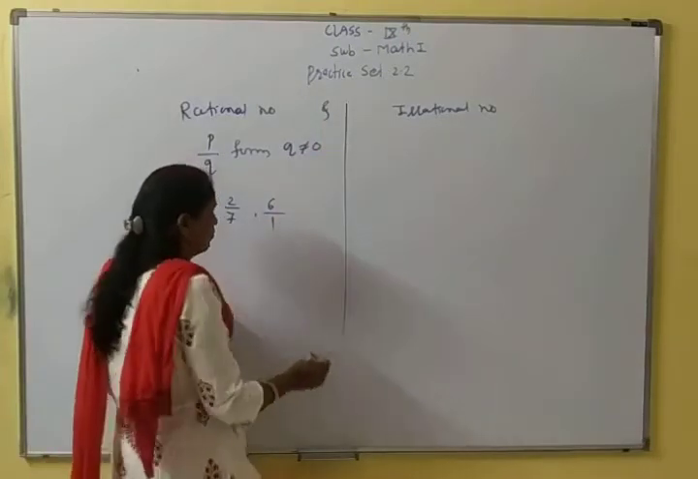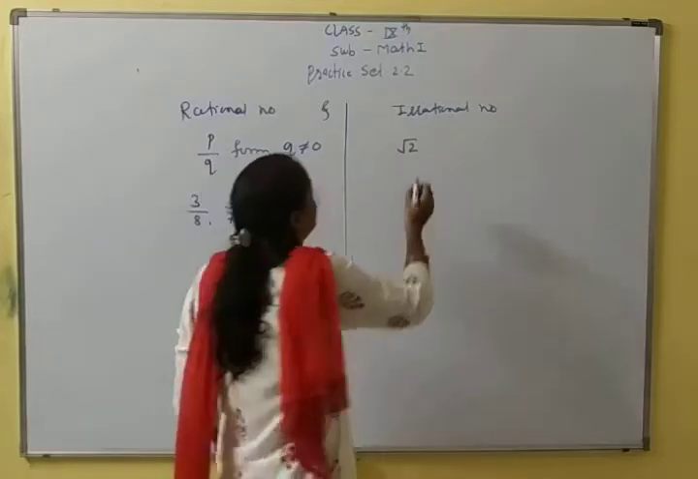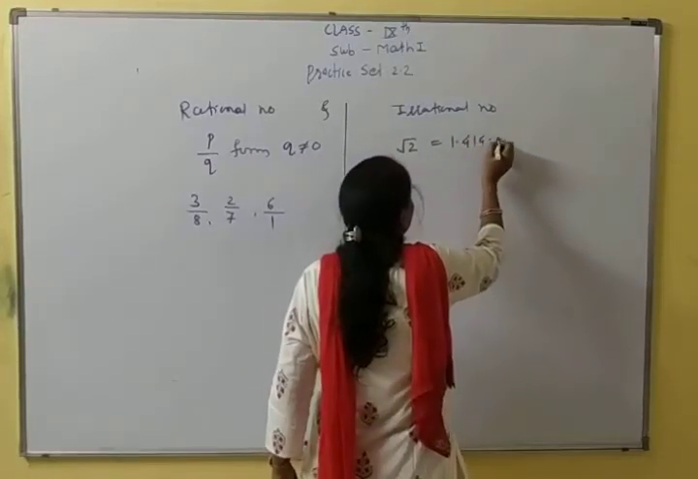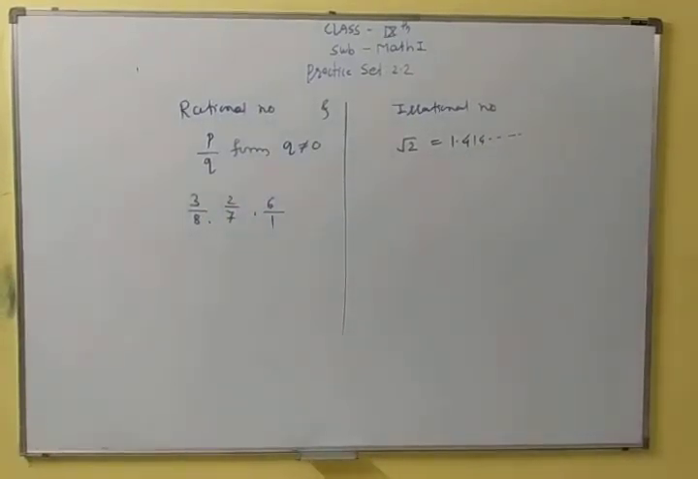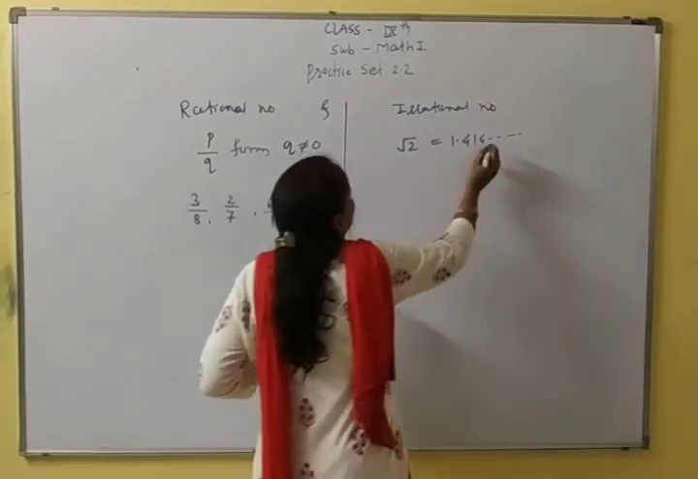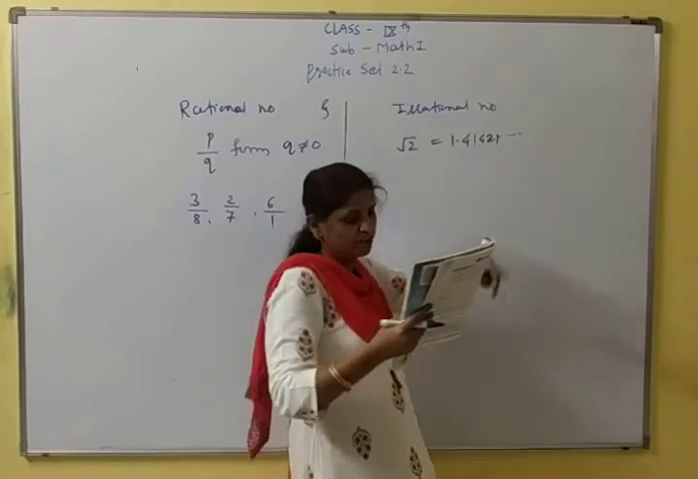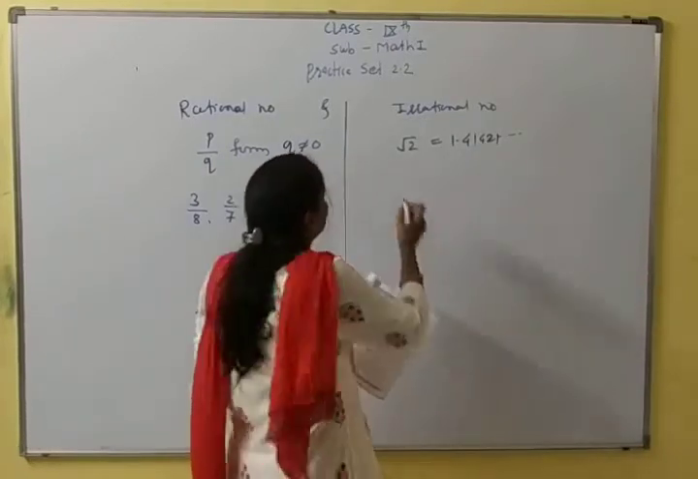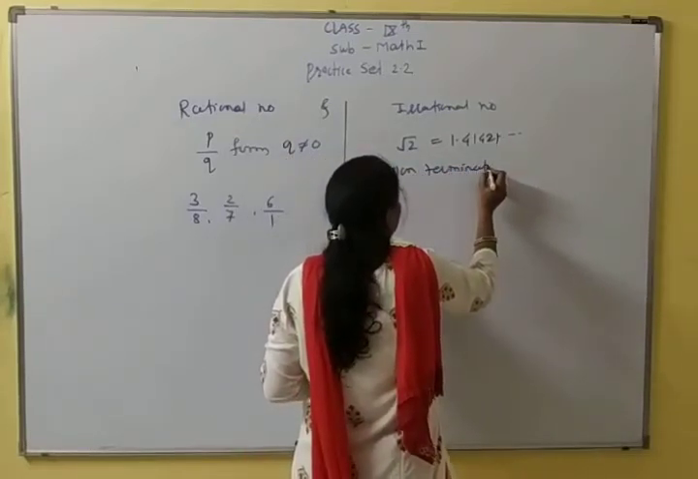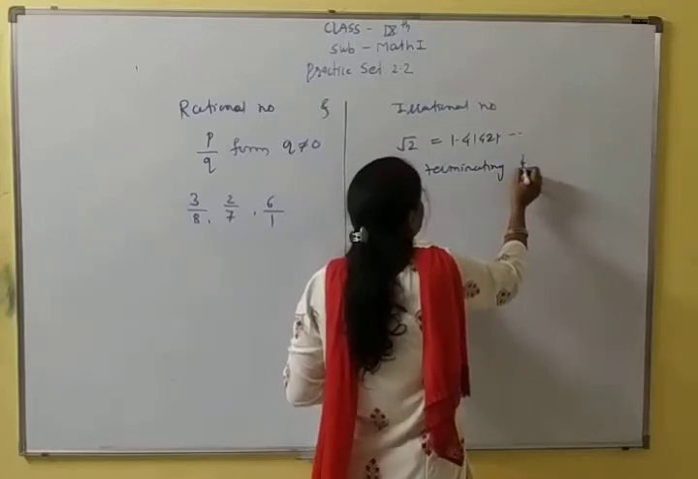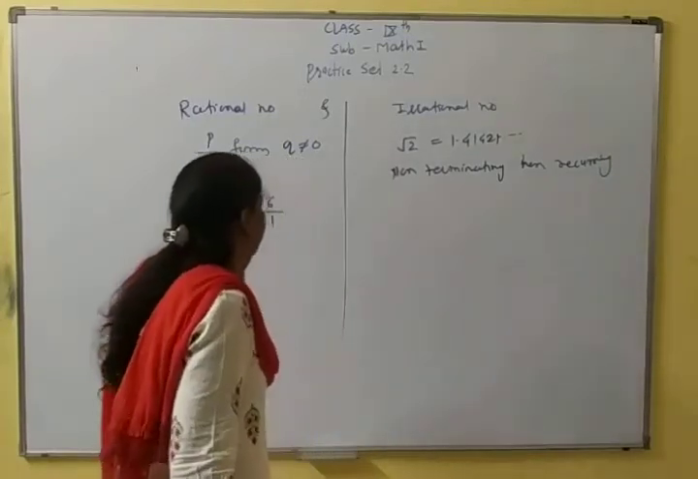And irrational numbers. Okay. Root 2 is an irrational number because its decimal expansion is 1.414 and so on. It cannot be repeated. So this number is called non-terminating, non-recurring, because it does not repeat. Non-terminating, non-recurring. So those numbers are called irrational numbers.